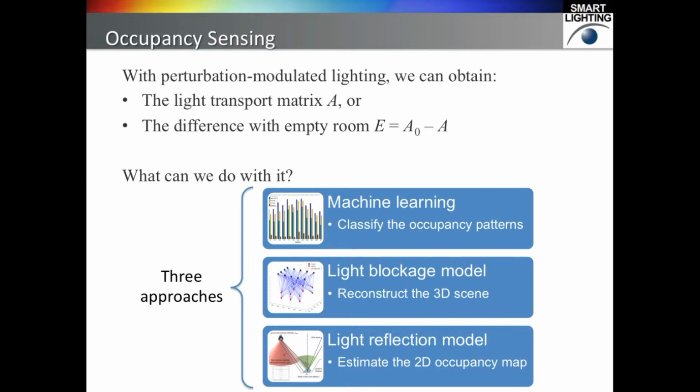Now we have introduced the perturbation modulated lighting, and we can get the matrix A, or the difference between A and A0. What can we do with it? We propose three approaches to use A to estimate the occupancy. They are the machine learning approach, the light blockage model approach, and the light reflection model approach.